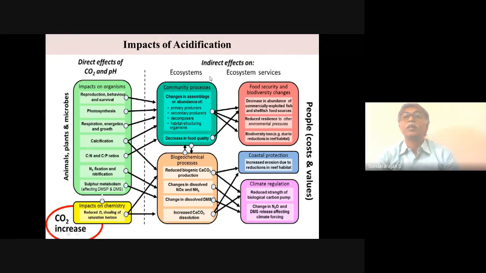Then the indirect effects are particularly on ecosystem functioning and biogeochemical processes. All of these are interlinked with each and every parameter. The primary producers are part of ecosystem function. Then there are the ecosystem services: fisheries, food security, biodiversity changes, and coastal protection, like coastal erosion and sedimentation in the coastal area, and climate regulation, reducing the strength of the biological carbon pump. Then changes in nitrogen oxide, and all these are the impacts of acidification, with respect to climate change and CO2.